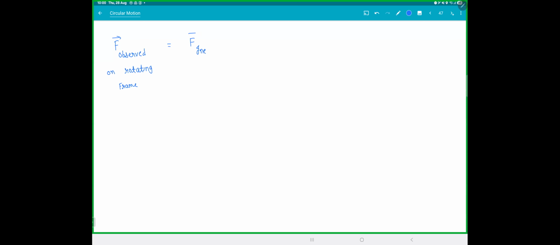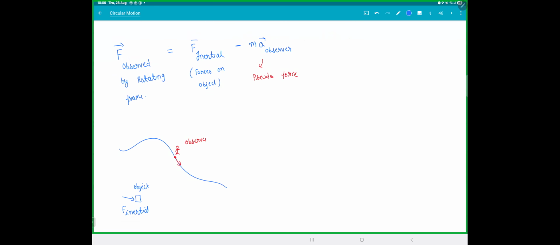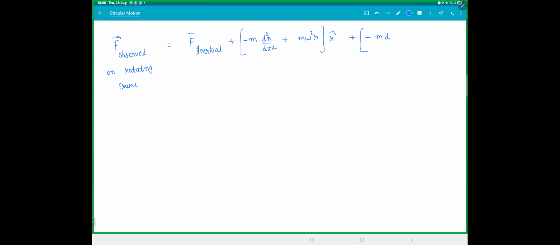Force is inertial. So whatever forces are acting on the body: minus m d²r/dt², plus m omega square r cap, plus minus of m dr minus 2m dr/dt omega minus m r alpha theta cap.